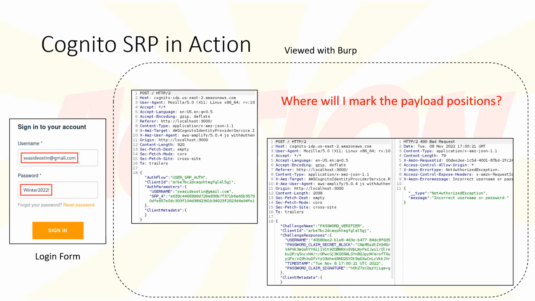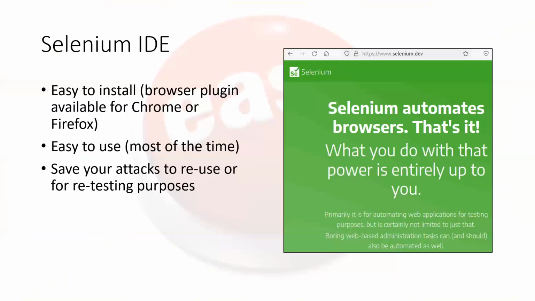And then in a subsequent request, there's a password claim secret block. Looks like something encrypted. There's a signature, so there might have to be some signature matching. Looks like a lot of coding and math. That's not my strong suit, so that's what prompted me to look for an easier way forward with testing something like this. And that's where Selenium IDE comes into the picture.